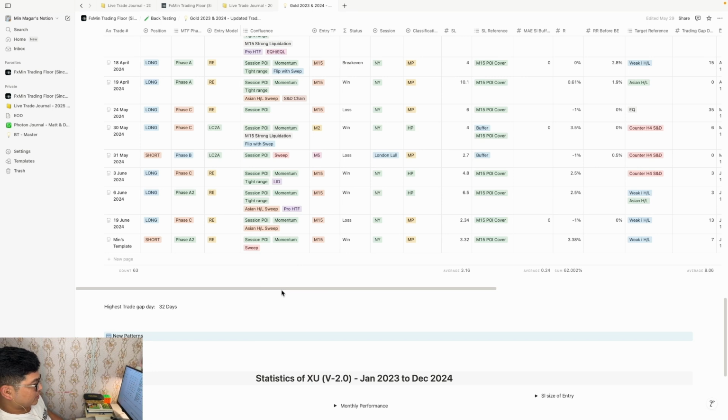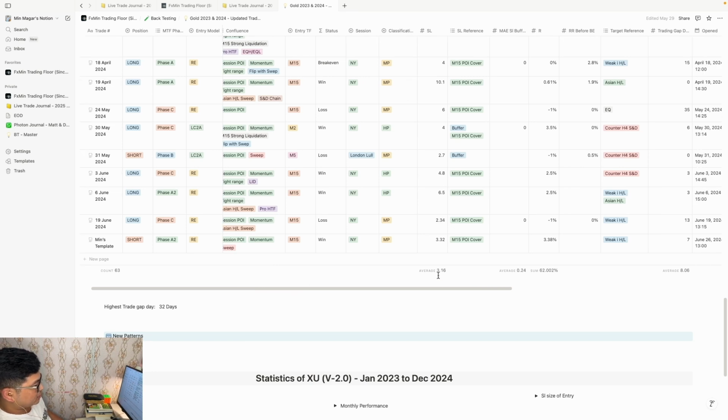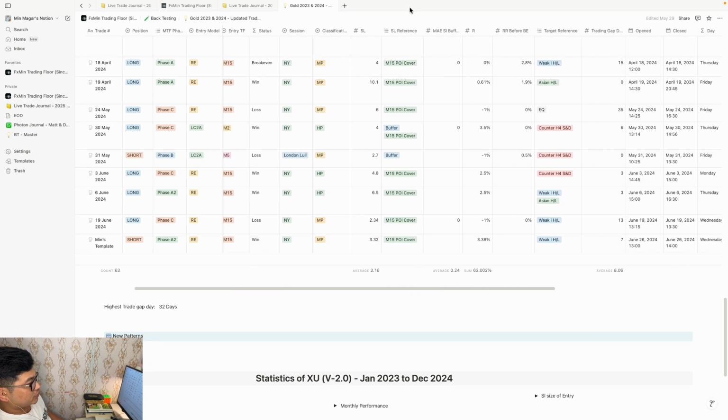And look at that, what I'm telling you. Look at that. Your average SL size is $3.16. And what's your MA buffer? Average buffer is 0.24. All right.